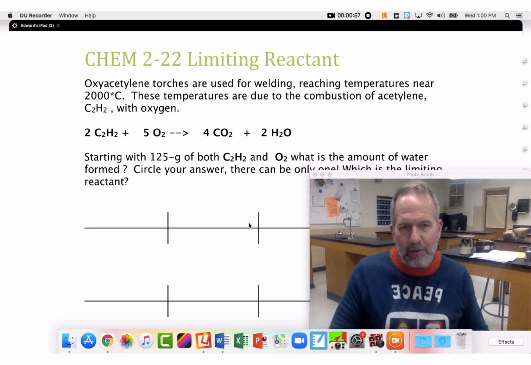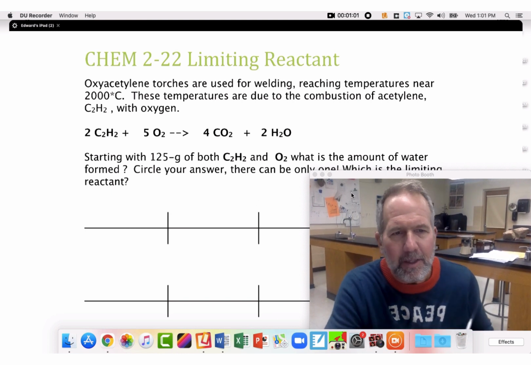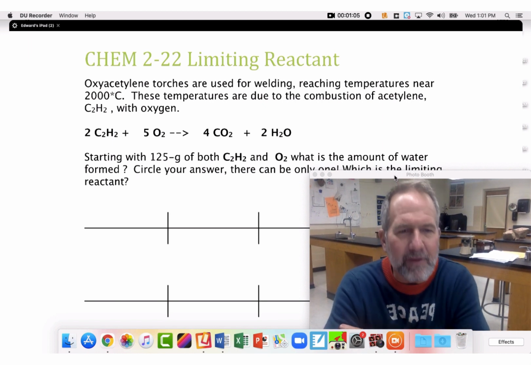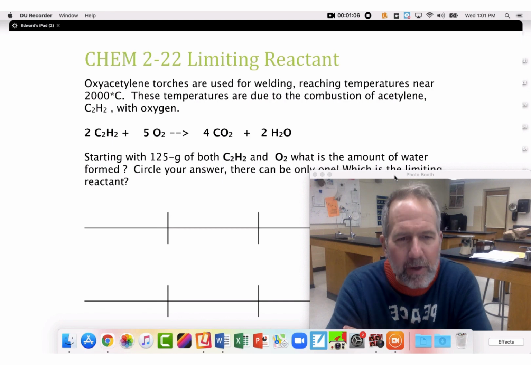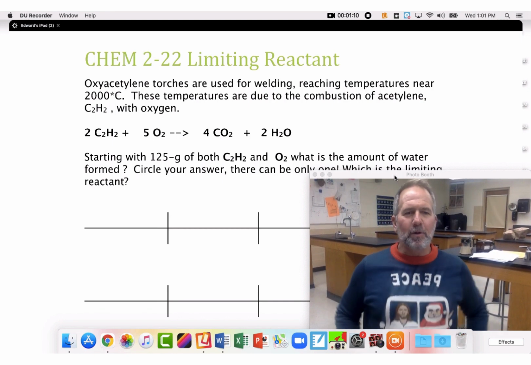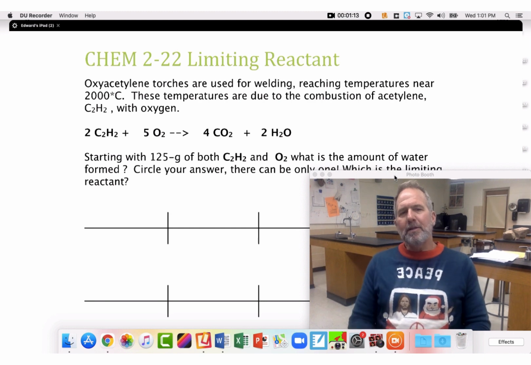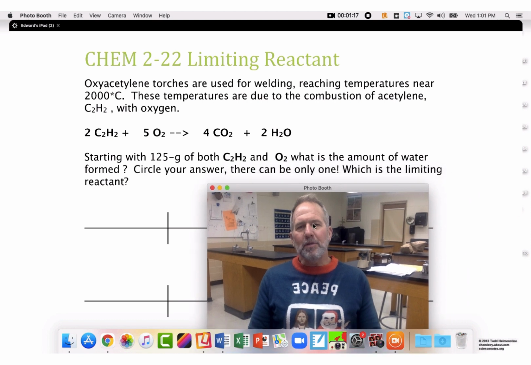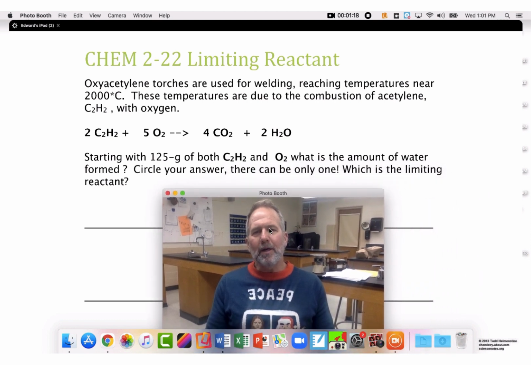Well, the same thing's true for chemistry here. We're going to limit the amount that can be made because we're going to run out of one of the ingredients. And the ingredients are the reactants. So we're going to get started here in a second. Let's get me in a position where I'm not in the way. How's that look? Okay.